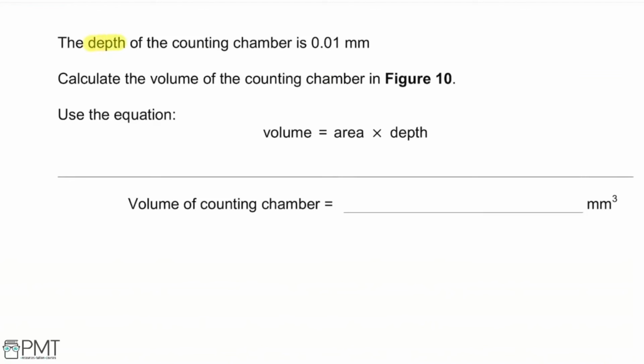The depth of the counting chamber is 0.01 millimetres. Calculate the volume of the counting chamber in figure 10. Use the equation volume equals area multiplied by depth. So we've got the area that we just calculated, that's 0.01, and the depth we've been given is also 0.01. So we multiply them, 0.01 by 0.01 gives you an answer of 0.0001. And that's your final answer here in millimetres cubed.